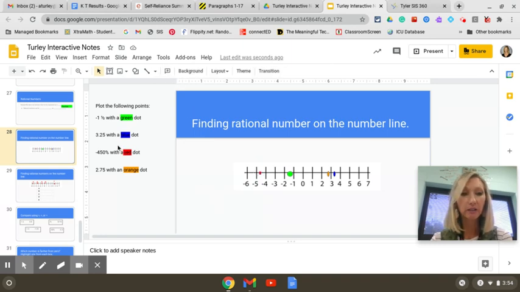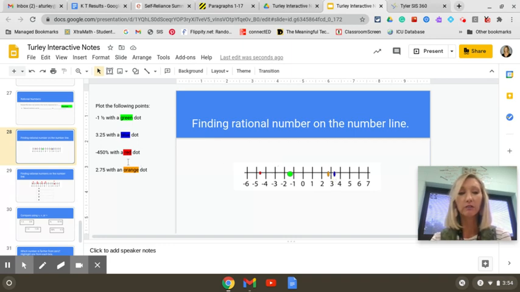All right, so positive 3.25 with a blue dot. So 3.25 falls between 3 and 4. 3.5 or 3.50 would be halfway. So 3.25 is going to be a little bit to the left of that. So put your blue dot there.